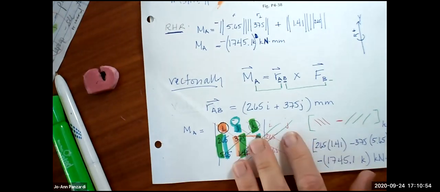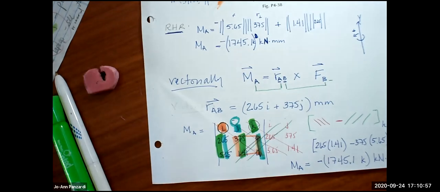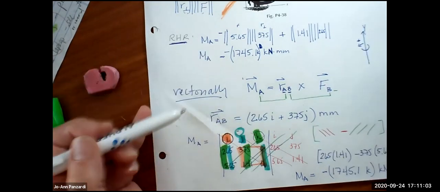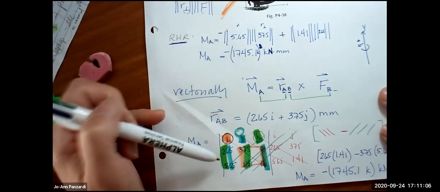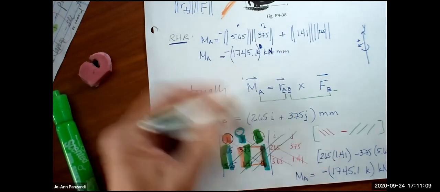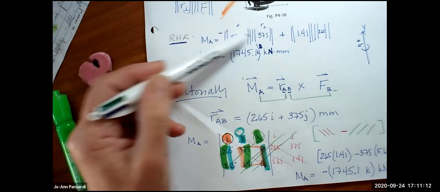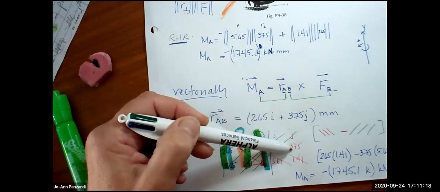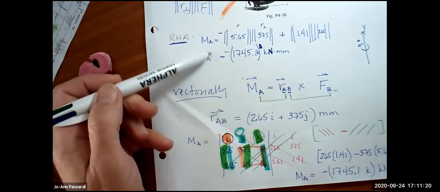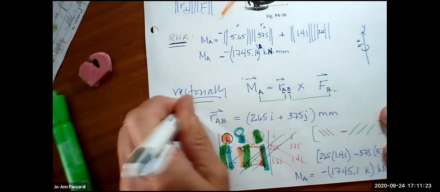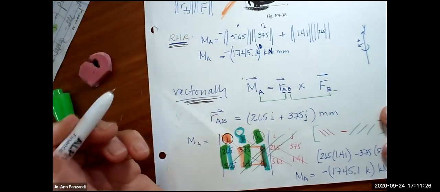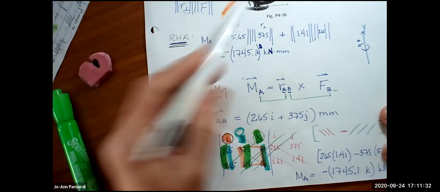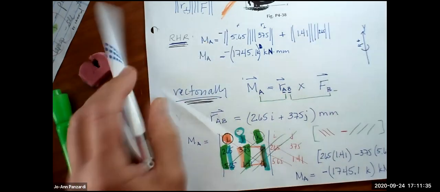Did we get the same answer for both of them? We should, because take a look, they both really are the same method, right? In both cases, we're multiplying 265 times 1.41 and it's a positive, and we're multiplying 3.75 times 5.65 and it's a negative. It's really the same. I just call them different processes because it is a different process. Vectorially, you're finding the vectors and using the cross product. Right-hand rule, you're finding the forces, looking at the perpendicular distance and using your right hand.